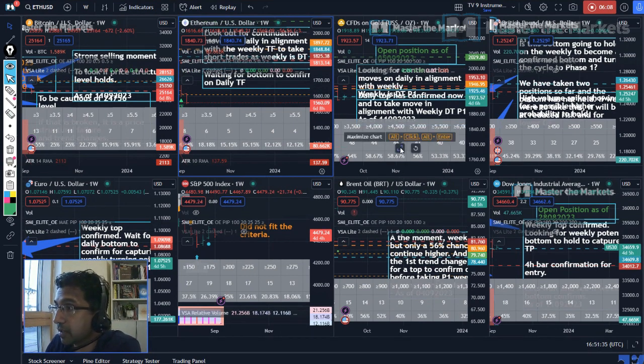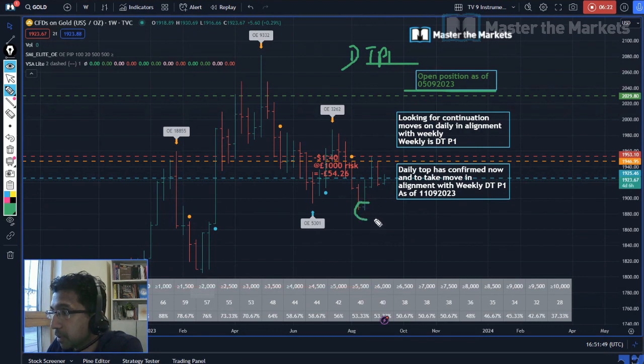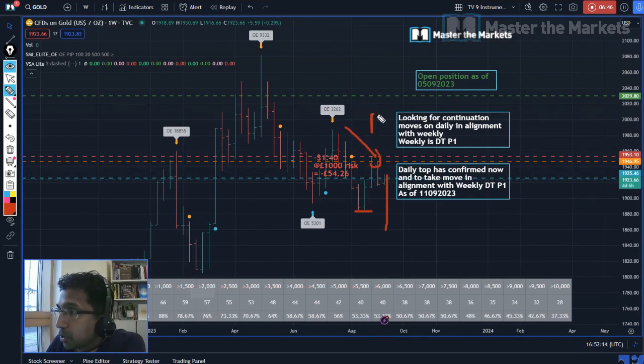Coming into gold right now after Ethereum, we have an open position as of the 5th of September. What is the rationale? Again, look at this. This is a downtrend phase 1. It's a bit of retracement here, which the bottom hasn't confirmed. What gives us the conviction that this is not going to carry on further up, that the bottom is going to hold for that bottom to confirm, and that it is actually going to go further down and take out that low, and this phase 1 is going to carry on further?